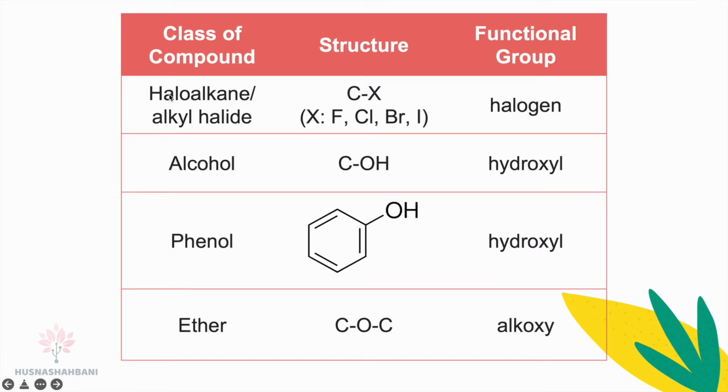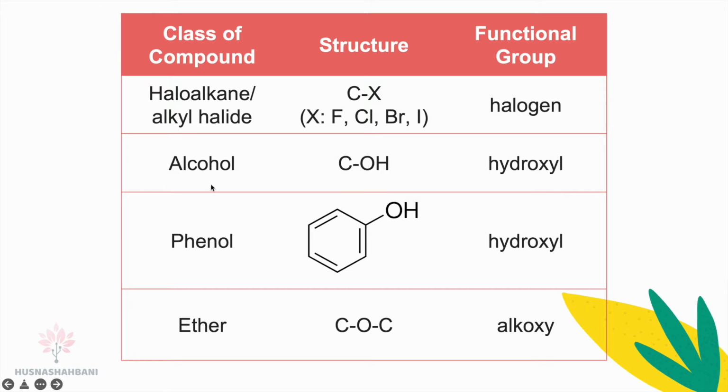Next, class of compound haloalkane or alkyl halide is when you see the C single bond with any group 17 element: F, Cl, Br, I. So that is class of compound haloalkane or alkyl halide. The functional group for alkyl halide is halogen.